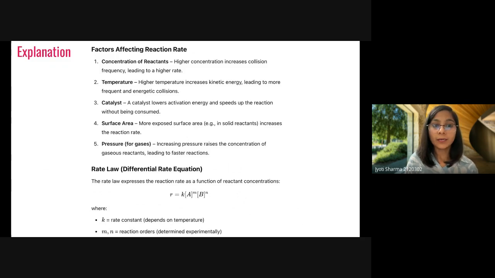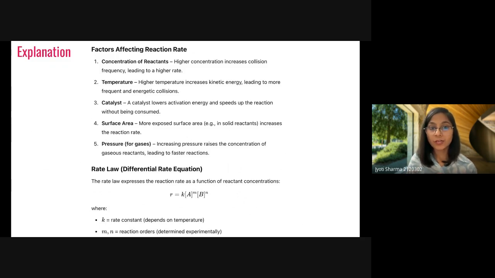Okay, then how can our concentration rate be changed? There are a lot of factors based on which the rate can be affected. The first is the concentration of the reactant itself. If there is a higher concentration of the reactant, there will be more chances of collision, and this will lead to a higher rate.